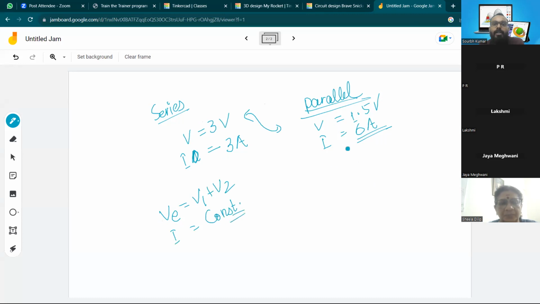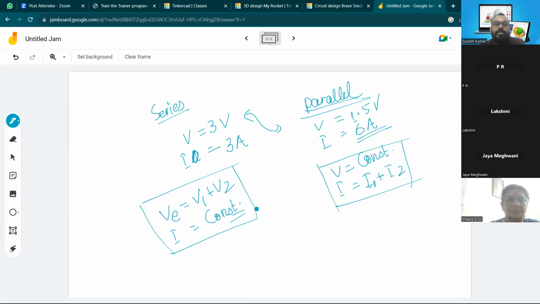And in parallel, V will remain constant, and I here becomes I1 plus I2 for the battery itself. Do not compare it with other components, otherwise you will get confused. So V and I here, and V and I here. This is the basic method to sum up everything, but only for the power.